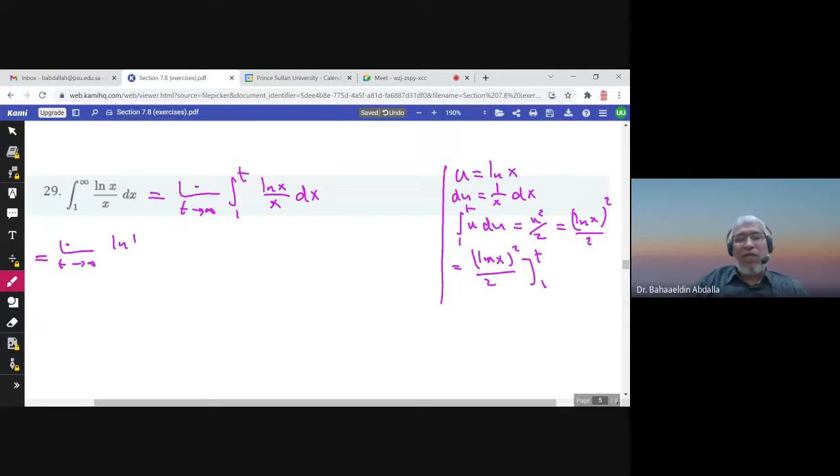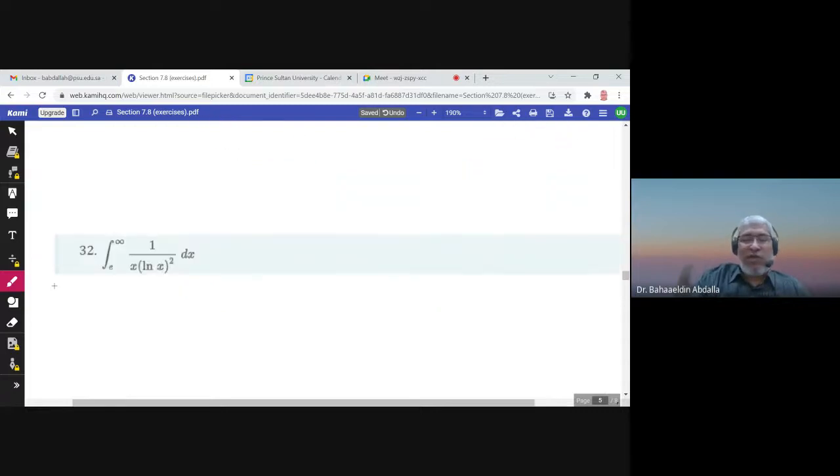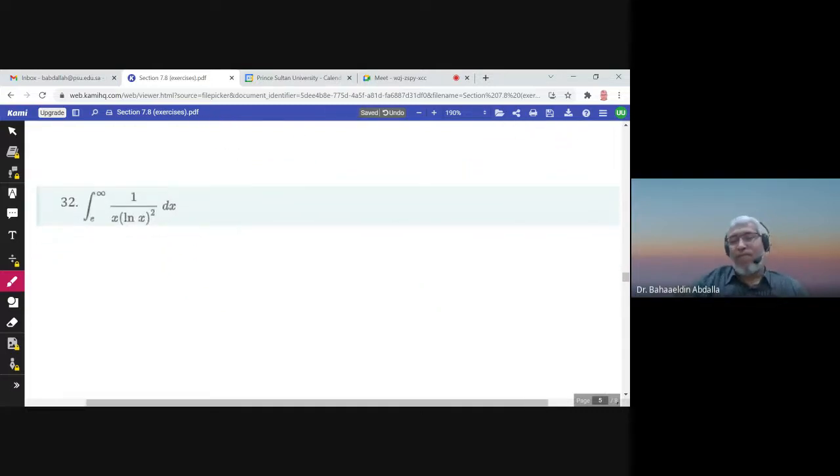So I'll have (ln t) squared over 2 minus ln 1, which is 0. So now if I replace t with infinity, ln infinity is infinity. So the answer is infinity. And this integral is divergent. I'll stop here and continue in another video.